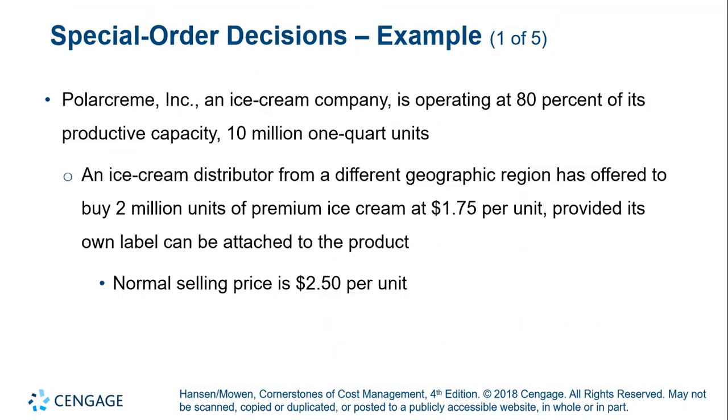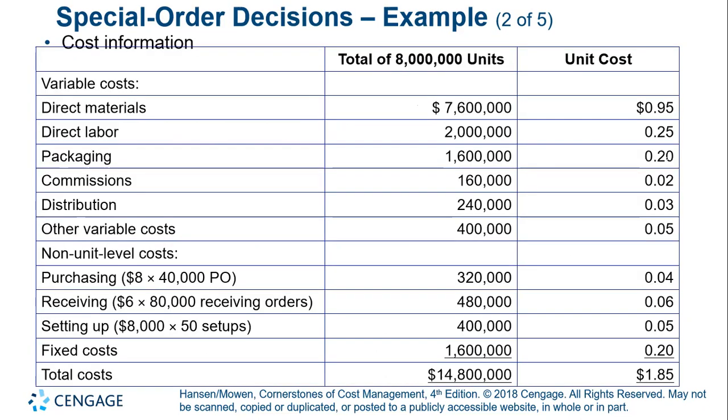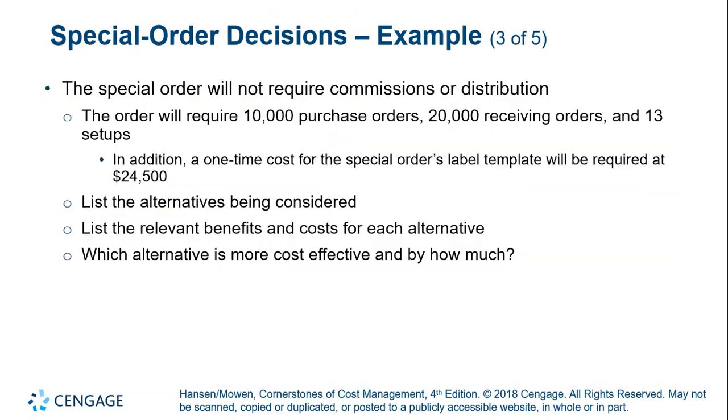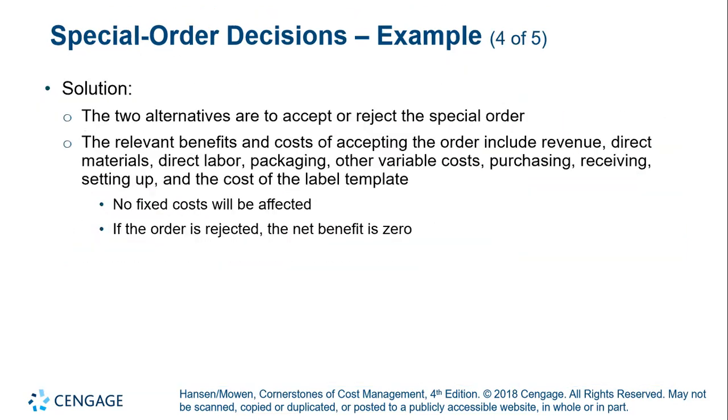Okay, an ice cream distributor from a different geographic region is offering the 2 million units of premium ice cream at 1.75 per unit. Okay, so we have now your total cost of 14,800,000 at 1.85 for the unit cost.